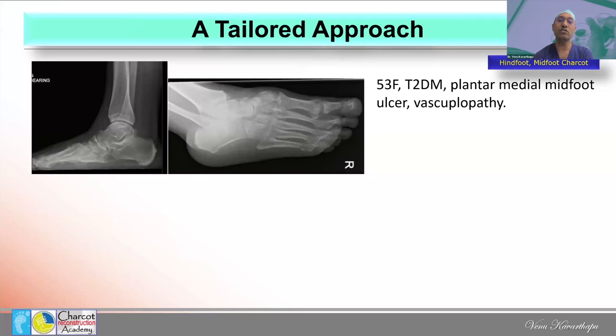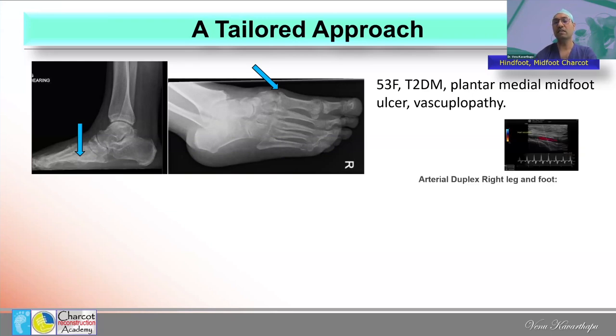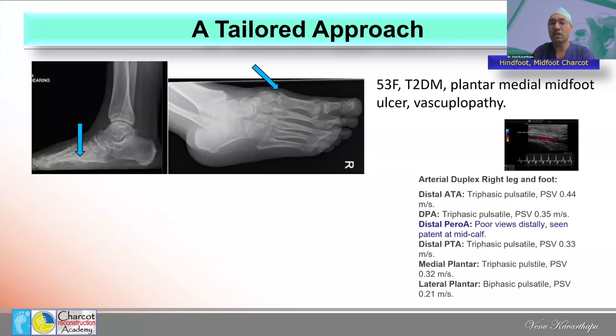But however, one has to use a tailored approach to that presentation, because the fixation principles I have mentioned earlier were just in relation to the deformity characteristics. But there are multidimensional presentations. So if you look at this 53-year-old type 2 diabetes patient with a rocker deformity, but if you observe more, the lateral column is not significantly deformed. It is a medial column isolated midfoot Charcot disease. And the vascular studies in this patient have shown suboptimal or poor lateral circulation.